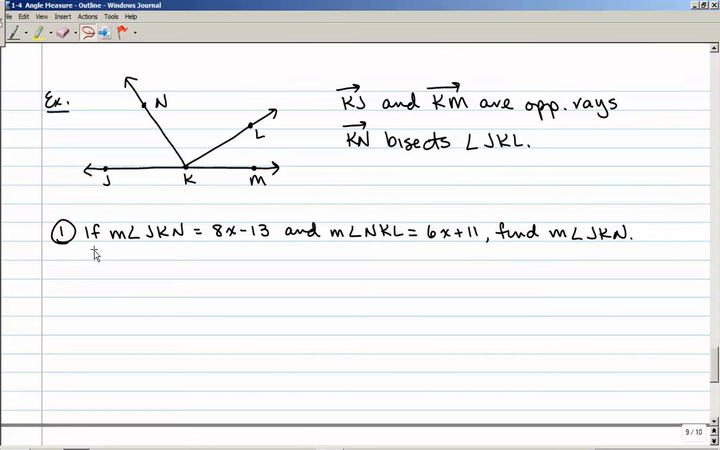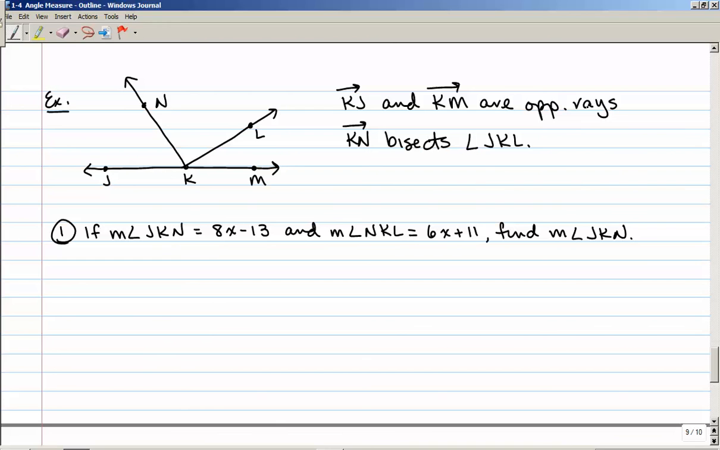Okay, this problem says that if the measure of angle JKN is equal to 8x minus 13, and the measure of angle NKL is equal to 6x plus 11, find the measure of JKN. Oops, I just made a mistake. I skipped a very important step, which is actually reading this stuff over here.